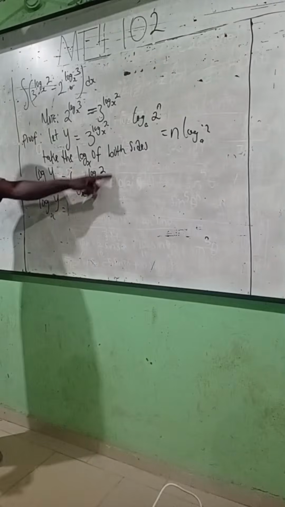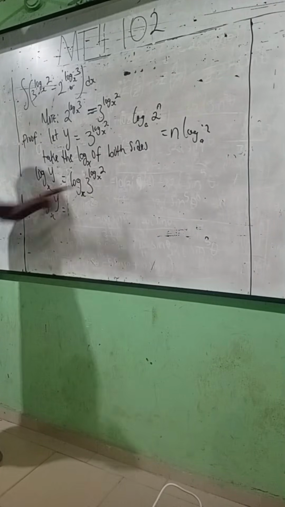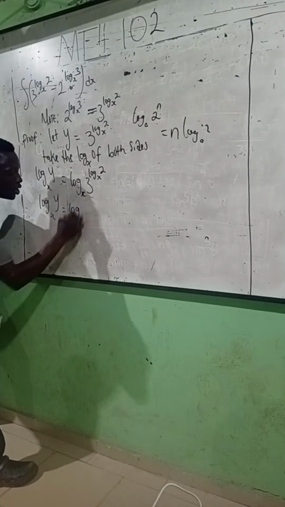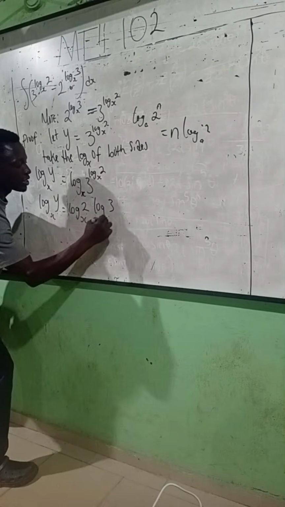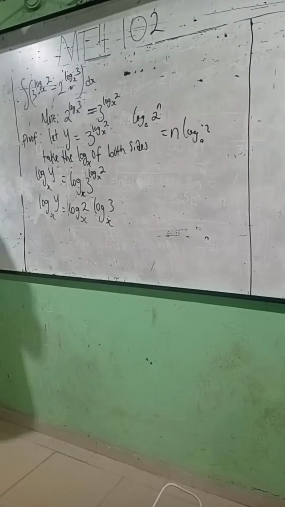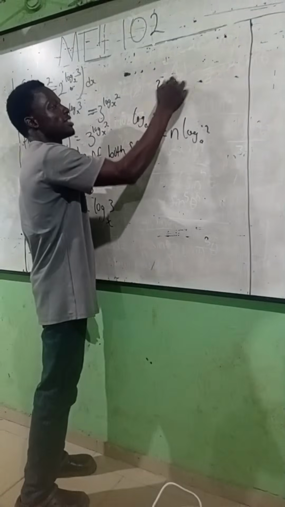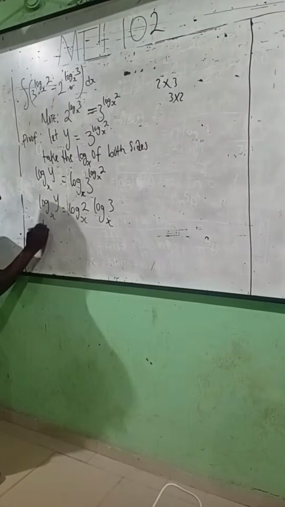All this log 2 base a is like a power on 3. Am I communicating? Which means it can come down. So this guy can give us what? Log 2 base x multiplied by what? Log 3 base x, isn't it? So if I say 2 times 3, it's the same as 3 times 2, isn't it? Yeah.